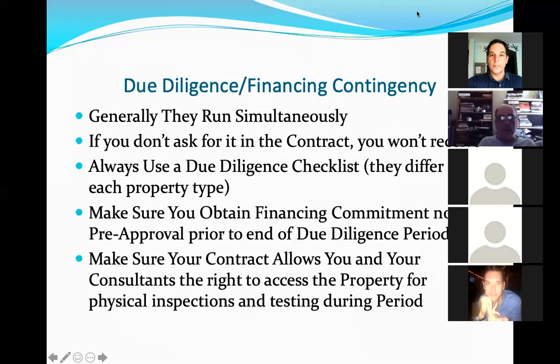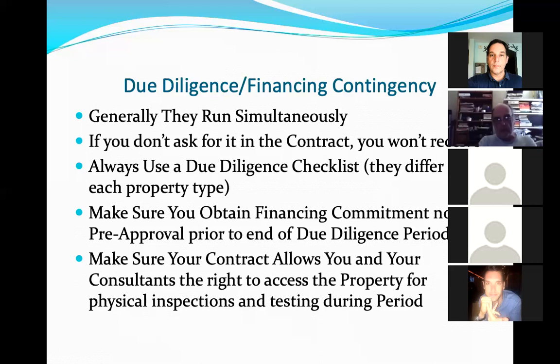The next section that we want to talk about is due diligence or financing contingencies. So ultimately, you want these periods to run simultaneously, especially as a seller. As a seller, you don't want multiple outs for the buyer to get out of the particular contract. And most importantly, if you don't ask for items in a due diligence list, you won't receive them. Always use a due diligence checklist, and each particular property has its own unique due diligence checklist. On the next slide, I'm going to give you a list of items that you should ask for in almost any commercial real estate transaction.